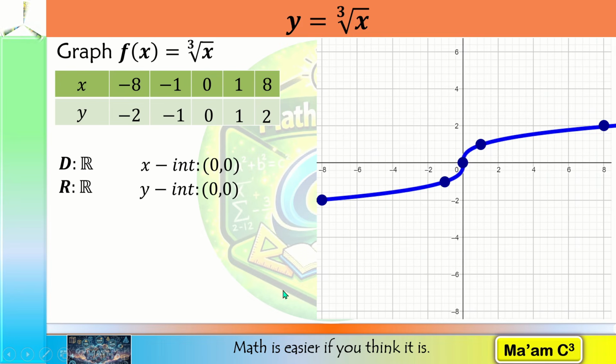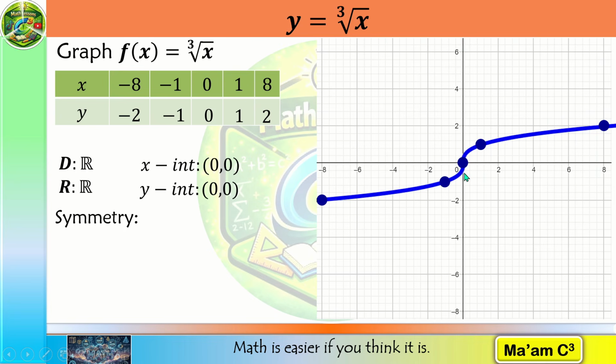Now, let us test for the symmetry. Is this symmetrical with respect to the y-axis? Meaning, if I'm going to fold the Cartesian plane on the y-axis, will this portion of the graph coincide with this portion? No, it will not. So this is not symmetrical with respect to the y-axis.